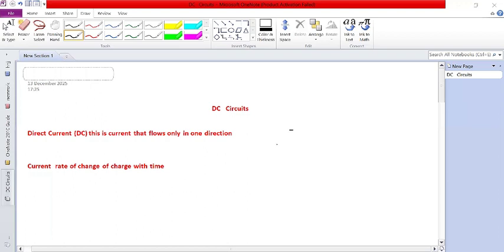So current in general is defined as the rate of change of charge. If we were to use a formula, we are saying current, given by capital letter I, is equal to charge Q all over T. So from here, we can also make charge the subject of the formula. So charge is equal to current times time.